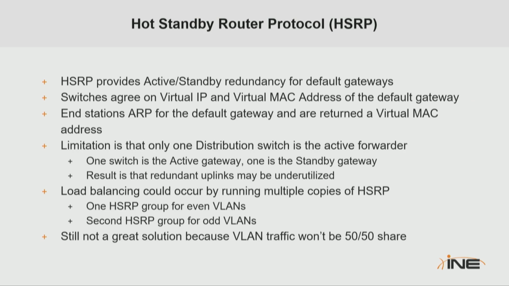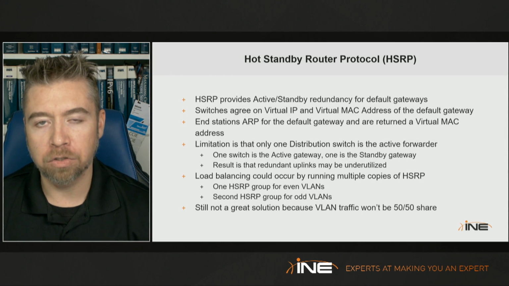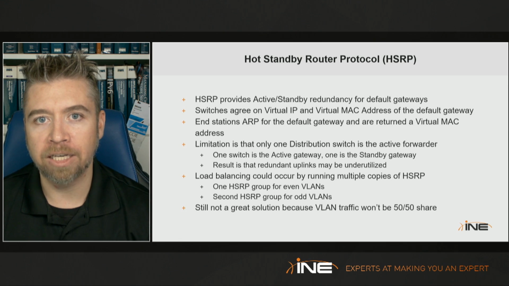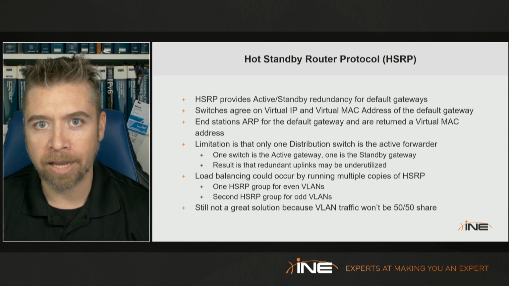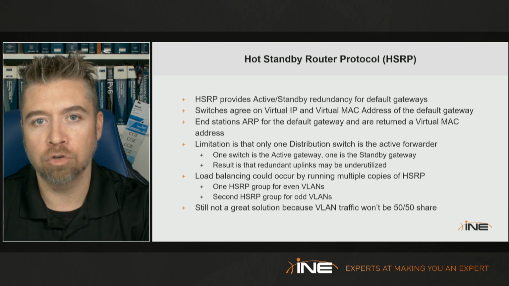Now, the potential limitation is that only one of the distribution switches is going to be the active forwarder. So one switch is the active gateway, one is the standby gateway, and the result is that the uplinks from the access layer to the distribution layer might be underutilized. Technically we could do load balancing by running multiple copies of HSRP. For example, we could use one HSRP group for the even VLANs and another for the odd VLANs, but unfortunately the actual traffic load is generally not going to be split 50-50 between the individual VLANs. So we still end up with underutilized links from the access layer to the distribution layer.